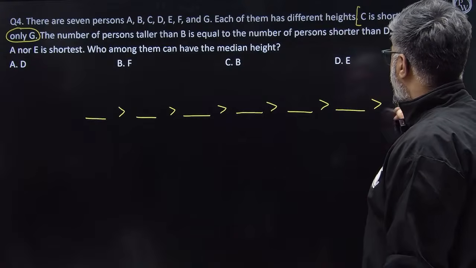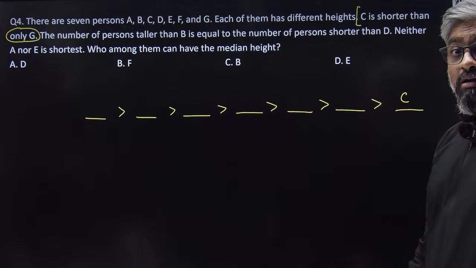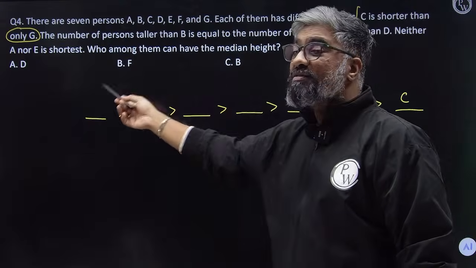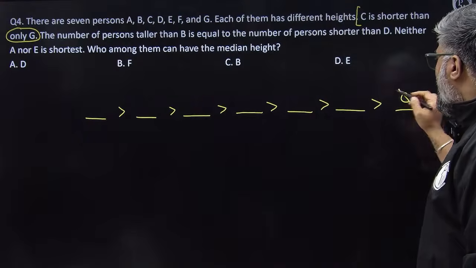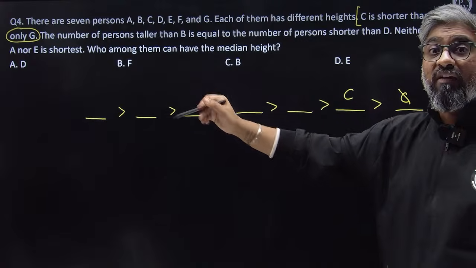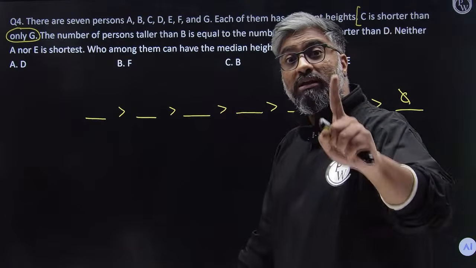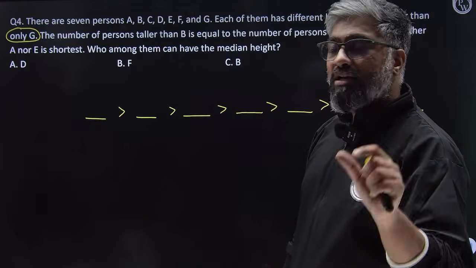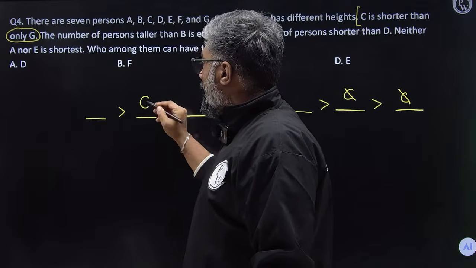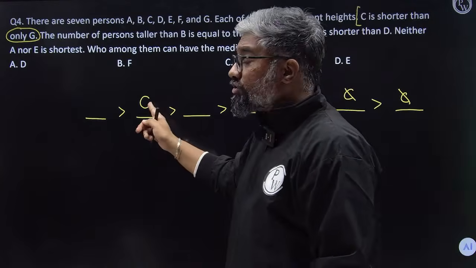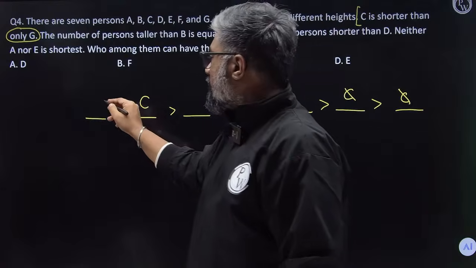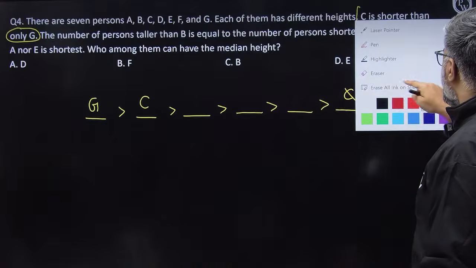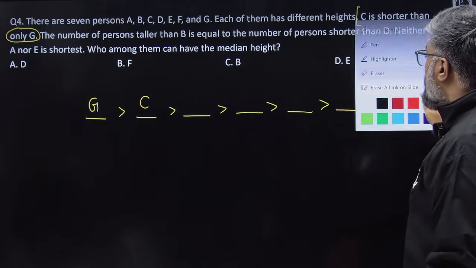Can I place C here? Will it make sense? No. Why? Now C is shorter than 1, 2, 3, 4, 5, 6 people. C can't come here. Can C come here? No, he's shorter than 5 people now. They're saying C is shorter than only one person, and that one person is who? G. Got it? The word only is very, very important. So C can only come here, because C is shorter than only one person. Who's that person? G. C is not shorter than anyone else.